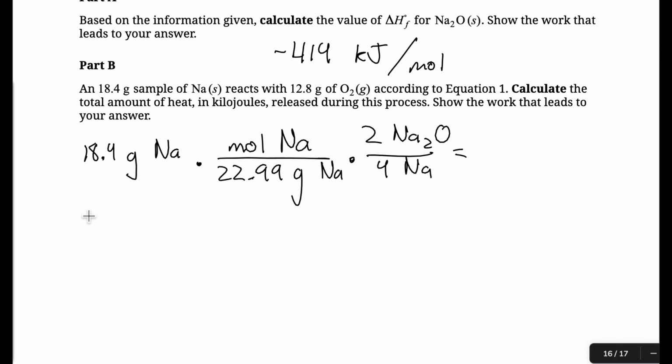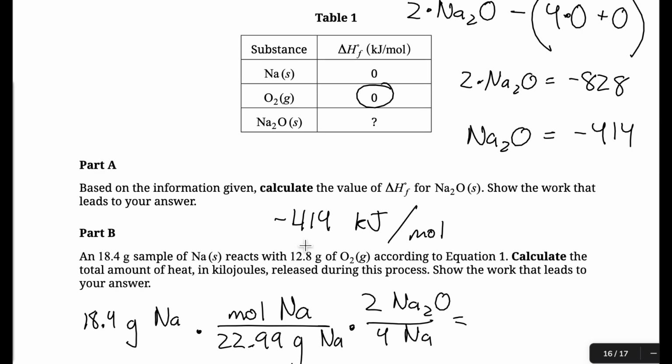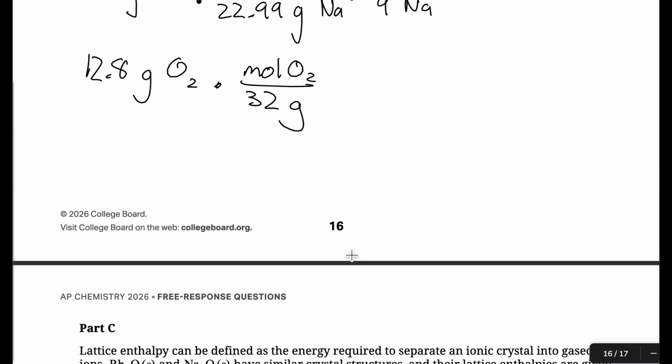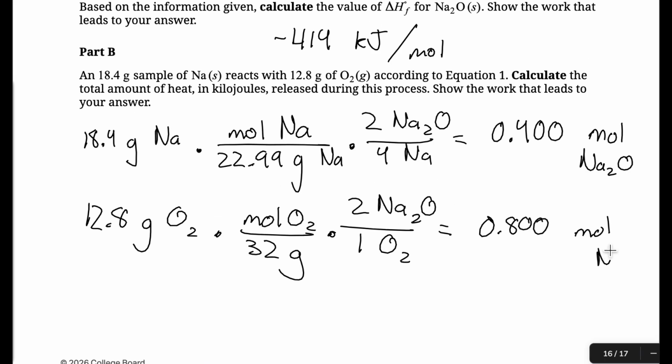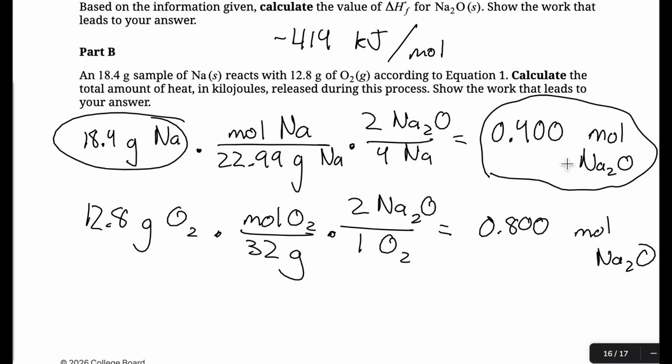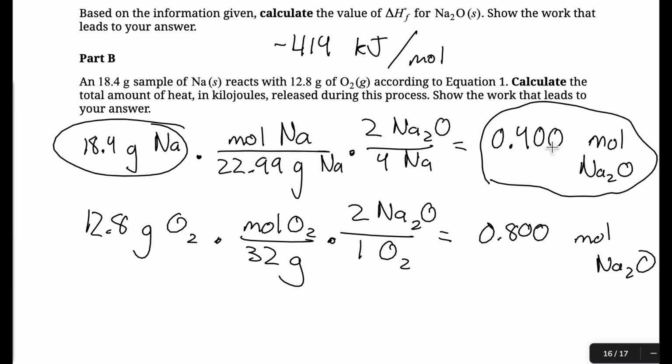And then the other side would be 12.8 grams of O2 times 1 mole per 32 grams of O2. And then we have only 1 O2 for every 2 Na2O formed. So that's our first step to find the limiting reagent. We see that Na is the limiting reagent because it produces less Na2O, so this is going to run out first. So we form 0.400 moles of Na2O, and it's asking how much heat is released during the process.